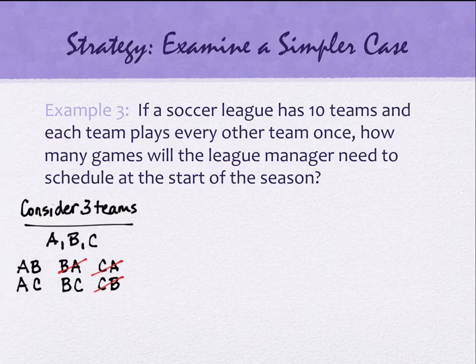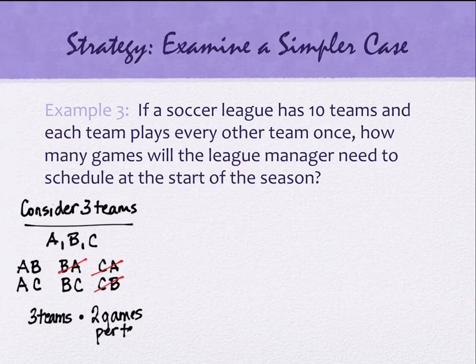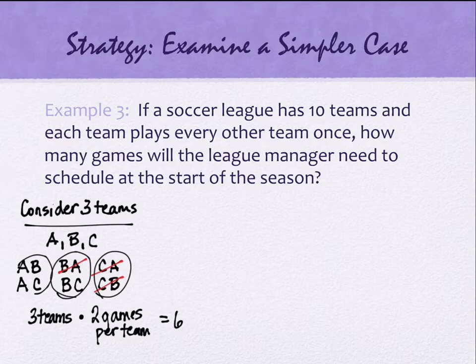It's 3 times 2. Why is it 3 times 2? Because there are 2 other teams. Good. So there are 3 teams times 2 games per team. That's why we originally had 6 games: 2 games for A, 2 games for B, 2 games for C. That's where the 6 came from.